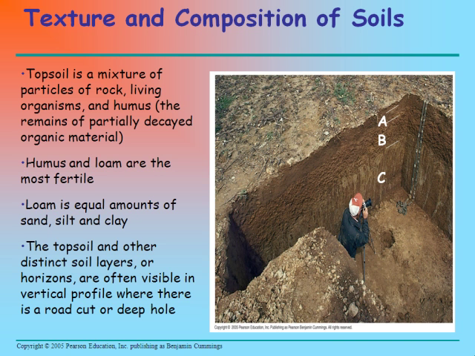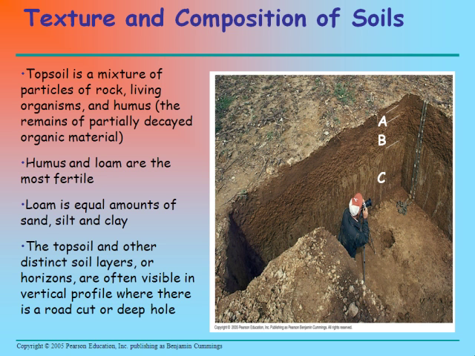Here, digging down, you can see the different layers of soil. The A, B, and C horizon. The A horizon is the topsoil. It's a mixture of broken down rock of various textures, living organisms, and decaying organic matter, decaying plants and animals. The next horizon, after the topsoil, is the B horizon.